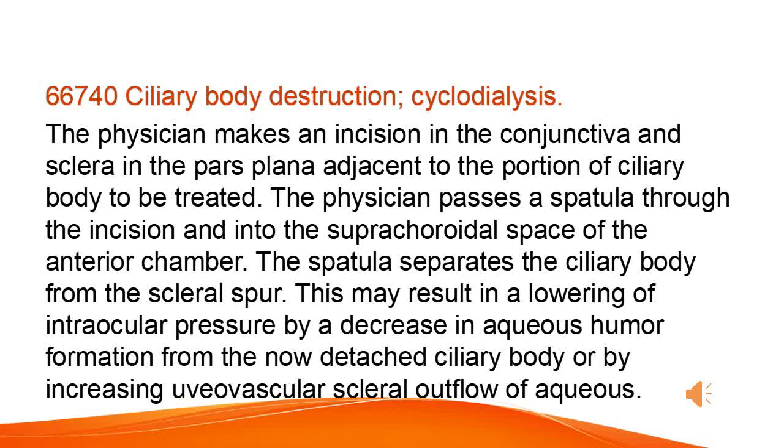Ciliary body destruction, cyclodialysis. The physician makes an incision in the conjunctiva and sclera in the pars plana adjacent to the portion of ciliary body to be treated. The physician passes a spatula through the incision and into the suprachoroidal space of the anterior chamber. The spatula separates the ciliary body from the scleral spur. This may result in a lowering of intraocular pressure by a decrease in aqueous humor formation from the now detached ciliary body or by increasing uveovascular scleral outflow of aqueous.